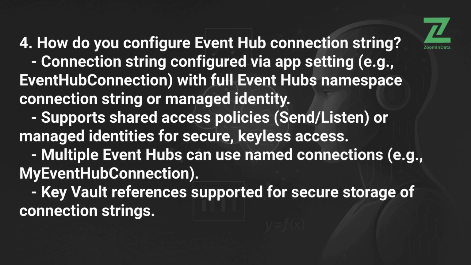4. How do you configure Event Hub connection string? Connection string is configured via app setting, e.g., EventHubConnection, with the full Event Hubs namespace connection string or managed identity. Supports shared access policies (send, listen) or managed identities for secure, keyless access. Multiple Event Hubs can use named connections, e.g., MyEventHubConnection. Key Vault references are supported for secure storage of connection strings.